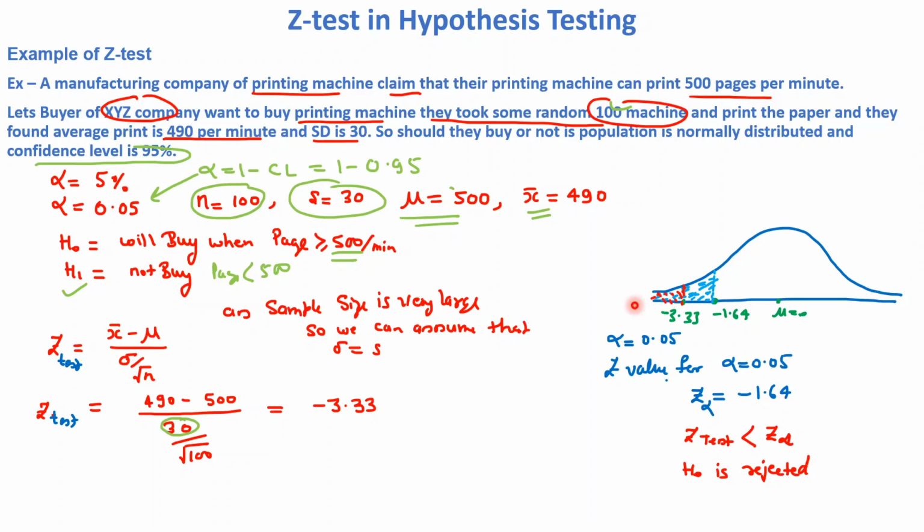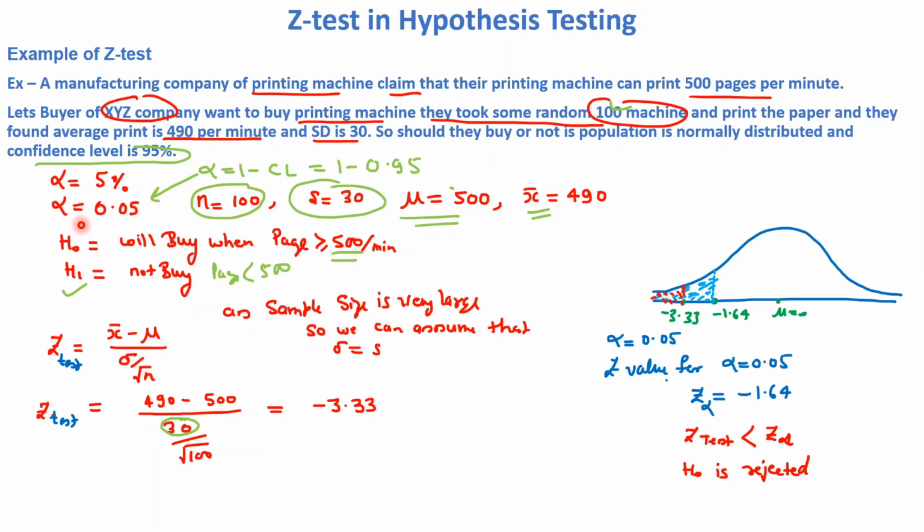So let's draw this. This is mu equal to 0, and for the z-test we can say this is in the left direction, minus 3.33. This value we get by using the z-test. Now what is the confidence level? Confidence level is 95, so 1 minus CL, 1 minus 0.95, gives alpha equal to 0.05.